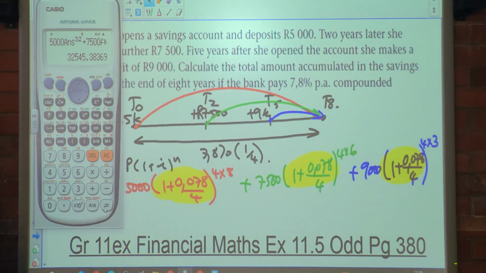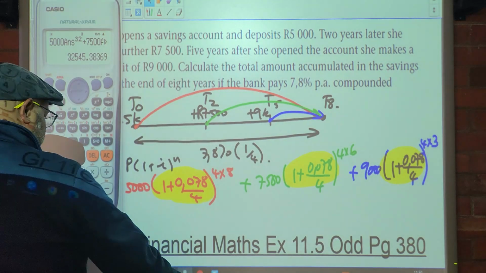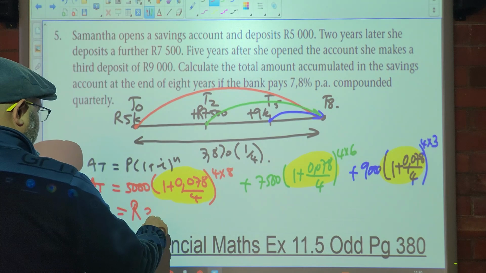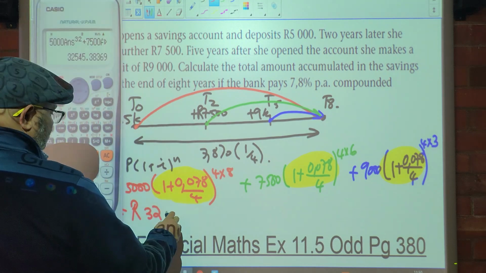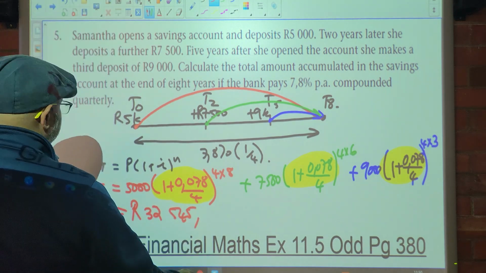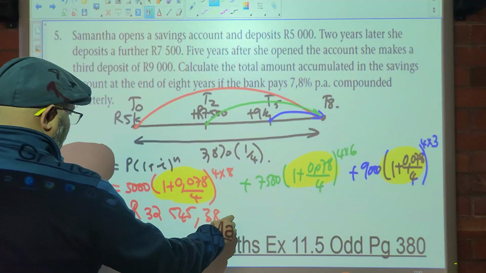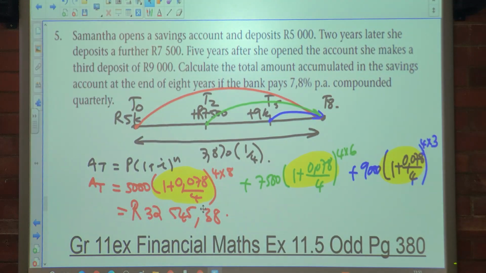In answer, 32,545 Rand. Is that correct? Yes, sir. 32,545 Rand and 38 cents. Okay.